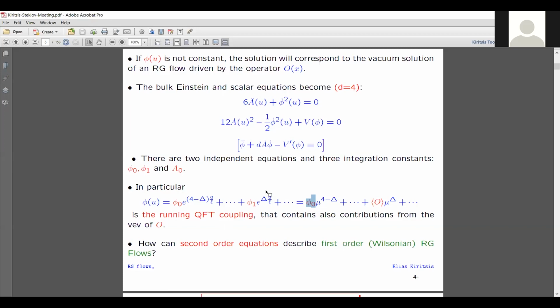Of course, since the beginning, we had an obvious and interesting question: how second-order field equations in gravity can give us first-order Wilsonian renormalization group equations. But as we will see, and as most of you know, this is to a certain degree understood until now. And a key ingredient in this is that we understand phi as a function of the radial coordinate as the analog of the running coupling constant of the dual quantum field theory.